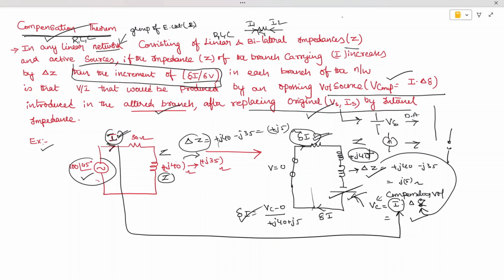So in any linear bilateral network consisting of impedance and active element, if the impedance of the branch carrying a current of I amperes is increased by delta Z, then the increment of current and the voltage in each branch of the network, that is voltage and current, would be produced by an opposing voltage, the compensating voltage, introduced in the branch after replacing those voltage source and current source with their short circuit and open circuit.